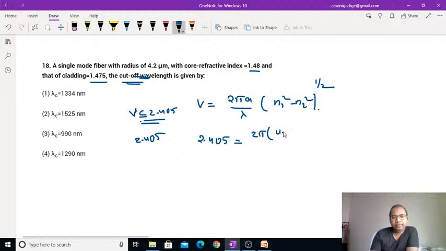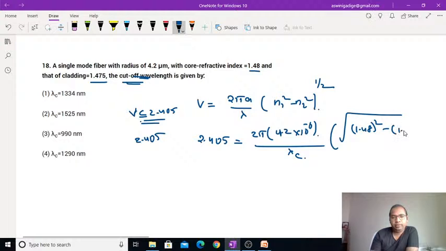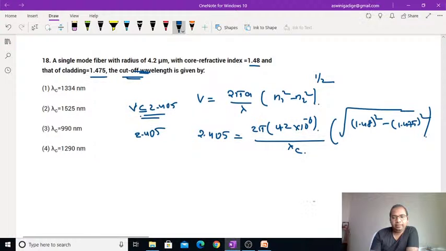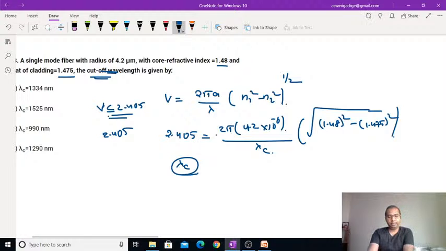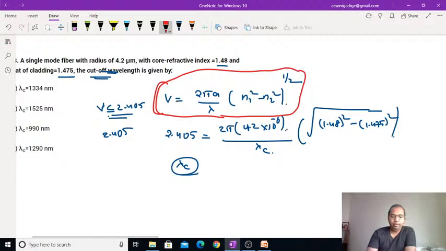The radius is given as 4.2 micrometer divided by lambda c, into root of 1.48 whole square minus 1.475 whole square. So calculate this one, guys, and whatever answer you get, that will be your cutoff wavelength. Okay. So it is the expression for finding the cutoff wavelength with respect to the normalized frequency.